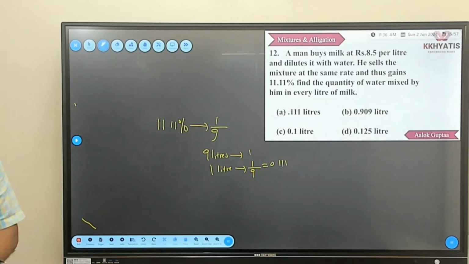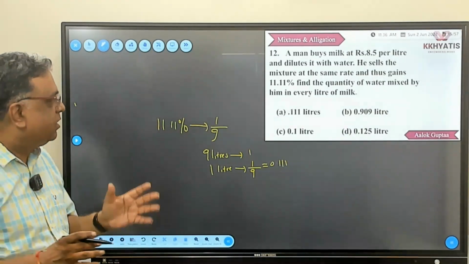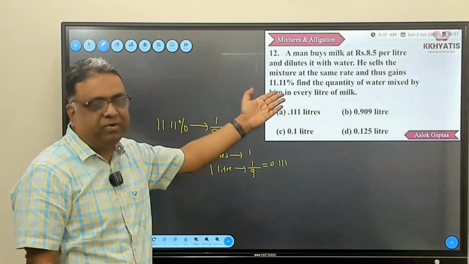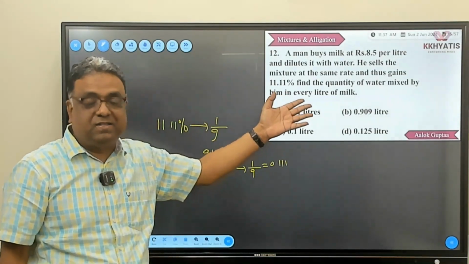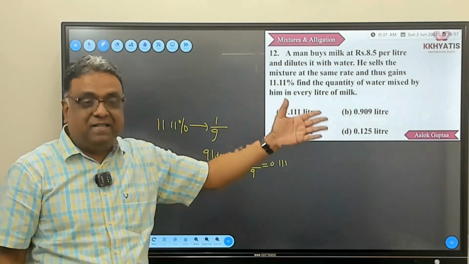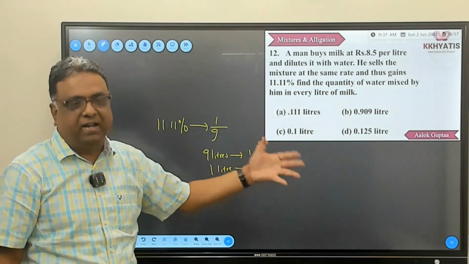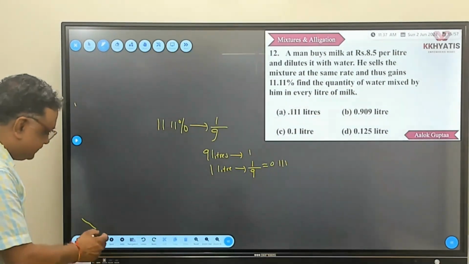So every liter of milk, he must be adding 0.111 liters of water, and that's why he's getting a profit of 11.11%, because he's selling at the price at which he bought the milk. So profit is only because of adding water. Next.